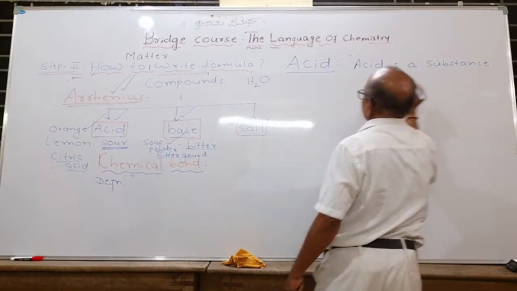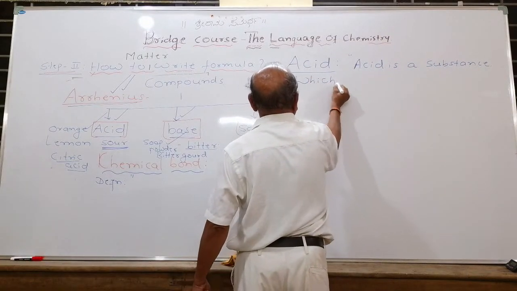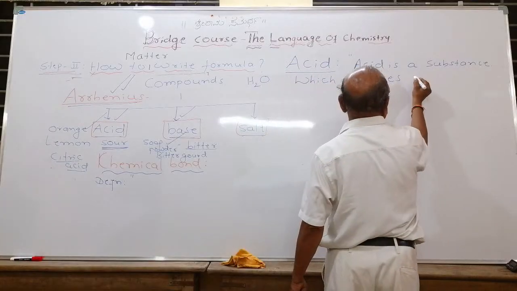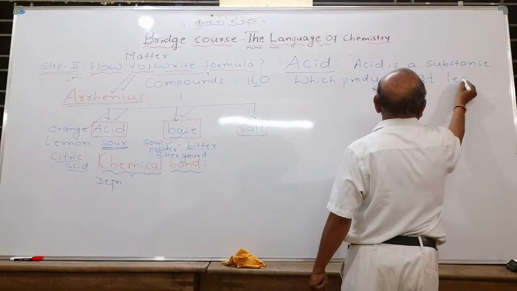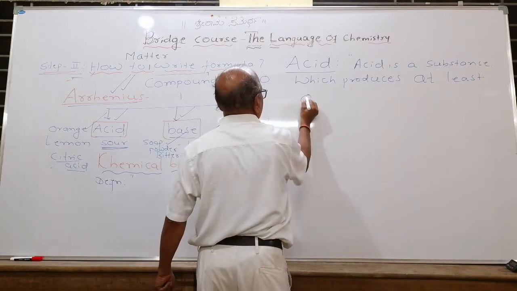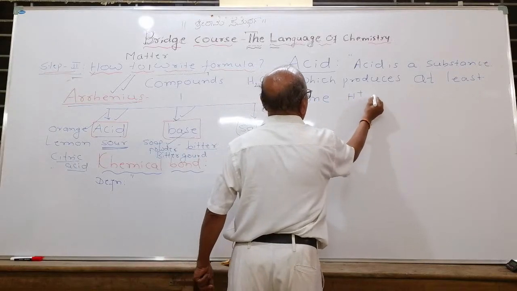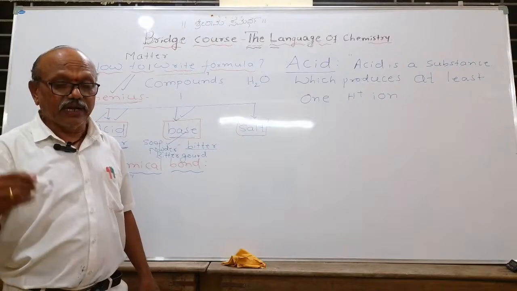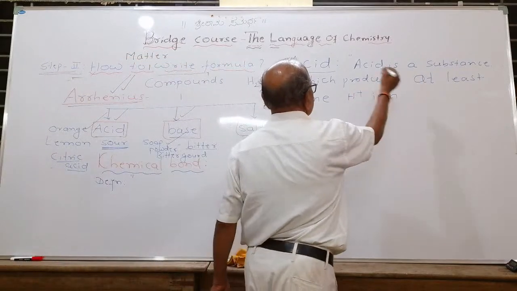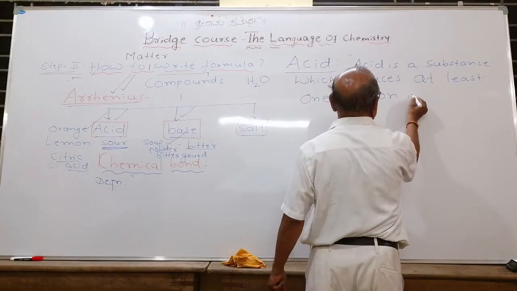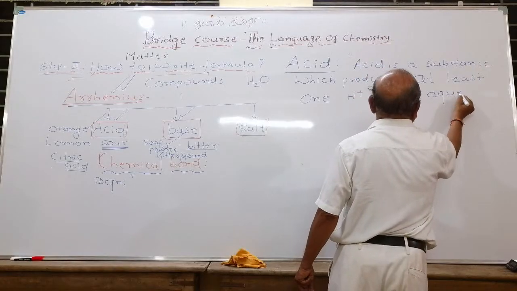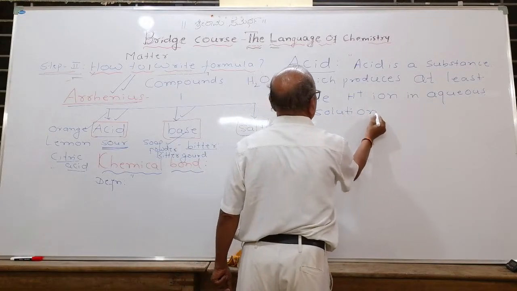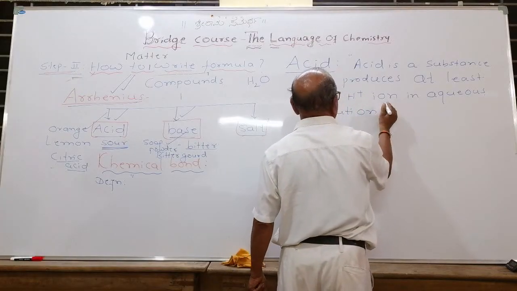Acid is a substance which produces at least one H plus ion. Open the notebook, write the definition as I go on explaining and writing. You keep on writing. Writing makes you perfect. Acid is a substance which produces at least one H plus ion in aqueous solution. Aqueous means in water. I hope you understood.